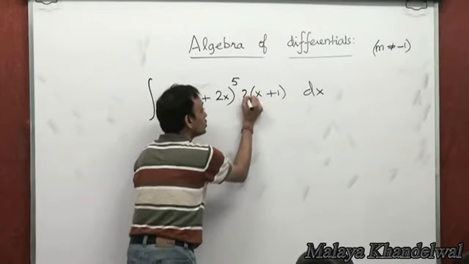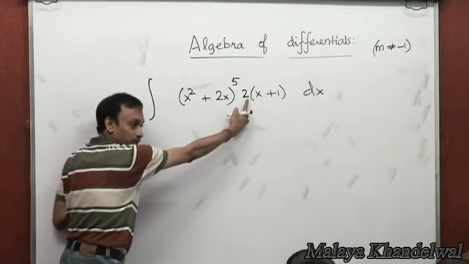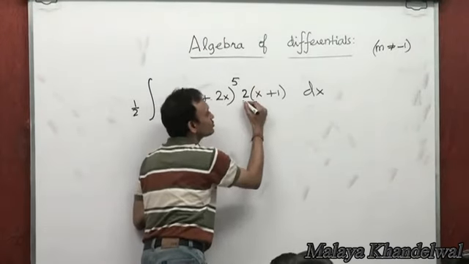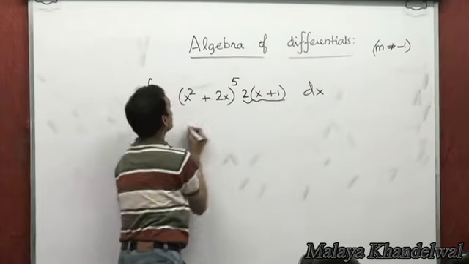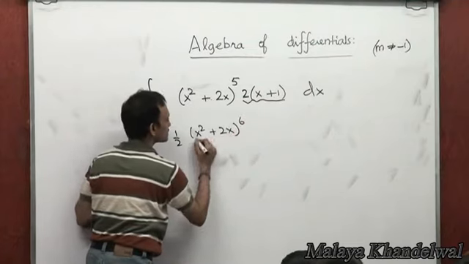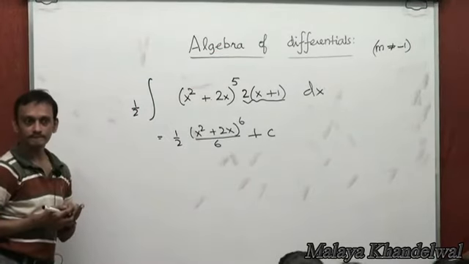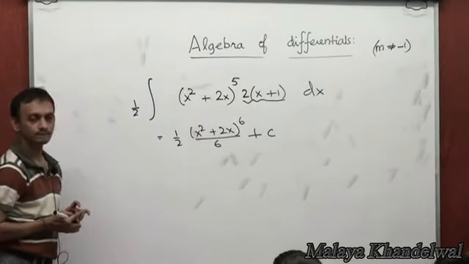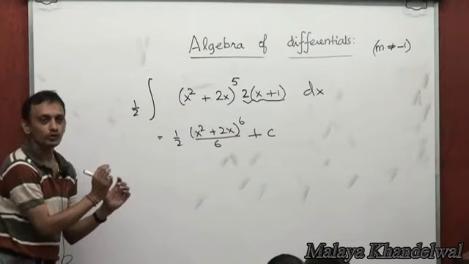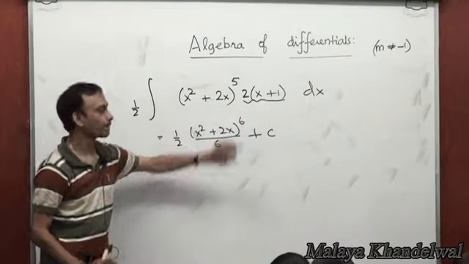So I multiply by 2, but then I need to balance it here because this was brought from nowhere, right? So I now have a function raised to the power 5 into the derivative of the function, right? So that's going to be function to the power 6 by 6 plus c. So sometimes in your attempt to reduce it to the known form, you might have to make adjustments of this kind by inspection, right?